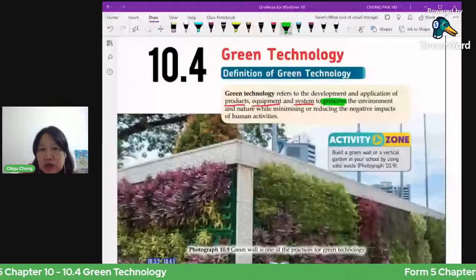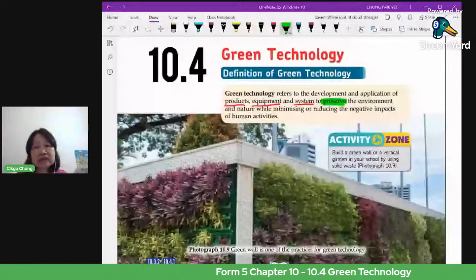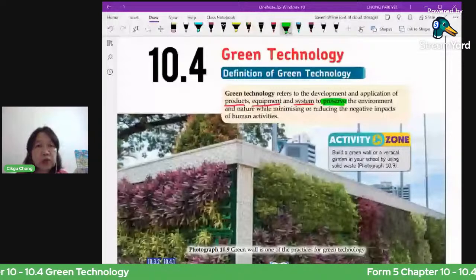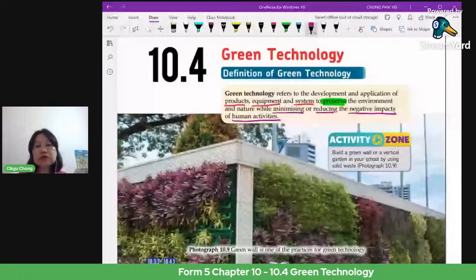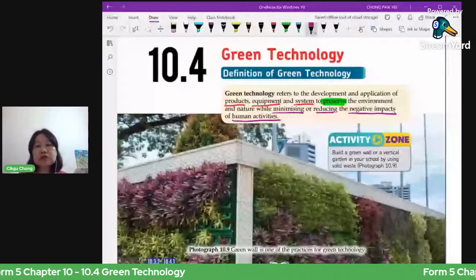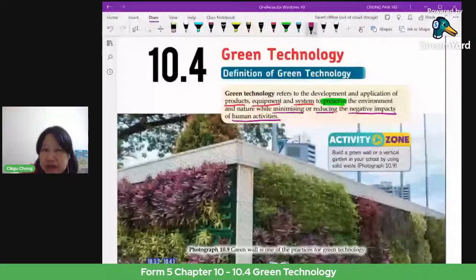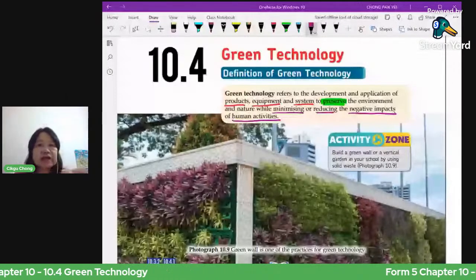Okay, so everything we do in our human activities, whether we cut down trees, burn the forest, burn our rubbish, drive a car to work, we're also producing a lot of exhaust gases. These are all human activities. So we want to look at the keyword: we want to preserve the environment in the development and application of new designs and so on, also meaning reducing the bad, negative impacts. Okay, so that is basically your definition of green technology.